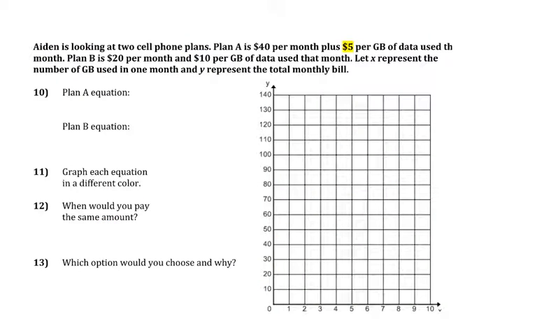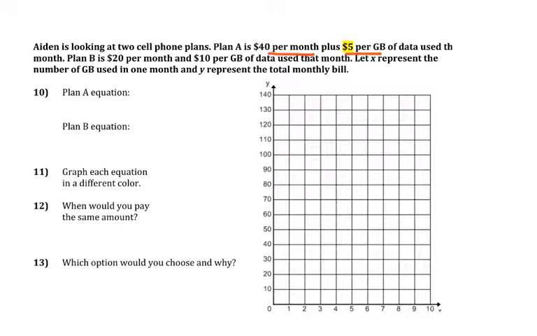Okay, let's look at the next one. Aiden is looking at 2 cell phone plans. So you have to decide which plan is the better plan. Now, all plans don't always work like this, so this is just a simplified version of it. But plan A, the first plan that Aiden's looking at, is $40 a month plus $5 per gigabyte of data.